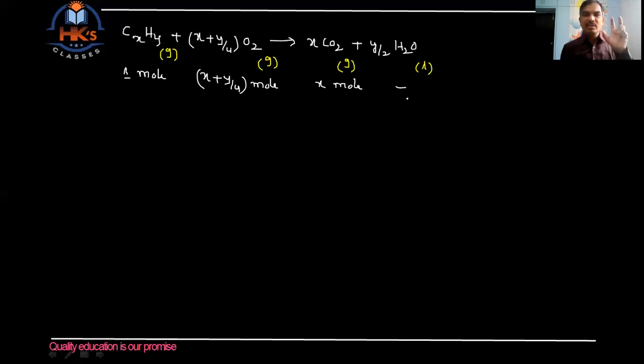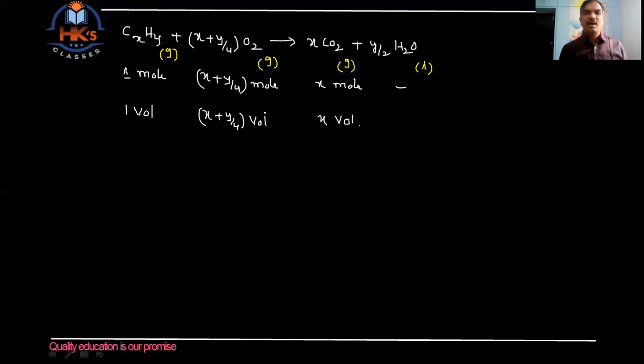Now convert these gaseous moles into the corresponding volumes as per the Gay-Lussac law. That means 1 mole of hydrocarbon means I can take 1 volume of hydrocarbon, and x plus y by 4 moles of oxygen means I can take x plus y by 4 volumes of oxygen gas. x moles of carbon dioxide means x volumes of CO2.